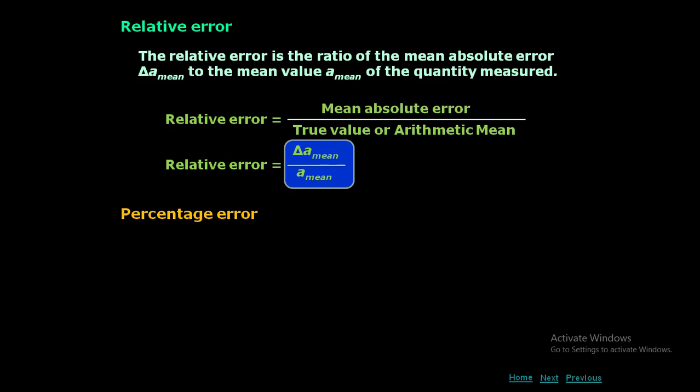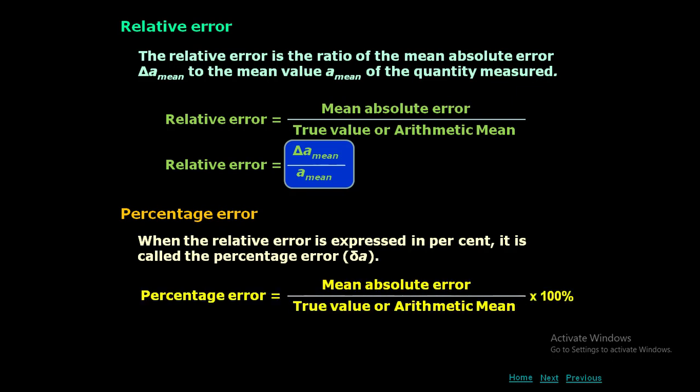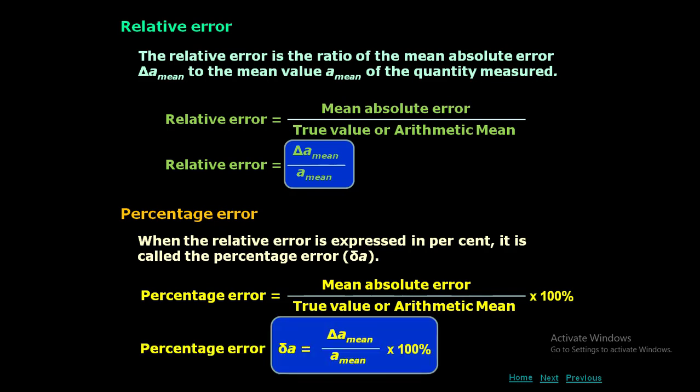Percentage error. If you multiply the relative error by 100, you are going to get the percentage error. So when the relative error is expressed in percent, it is called percentage error delta A. So percentage error is equal to mean absolute error divided by true value or arithmetic mean, times 100%. So simply we can say percentage error is equal to relative error times 100%.